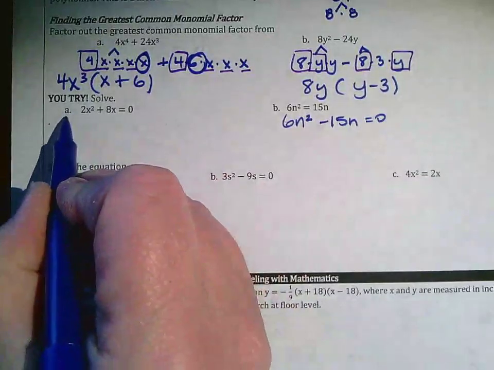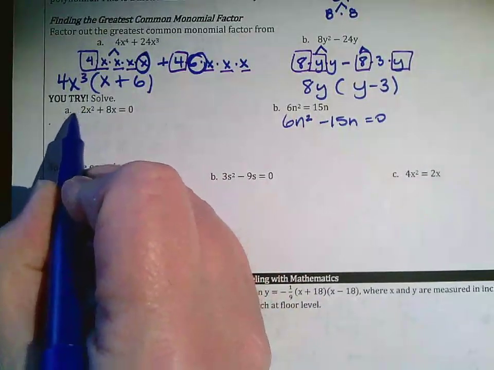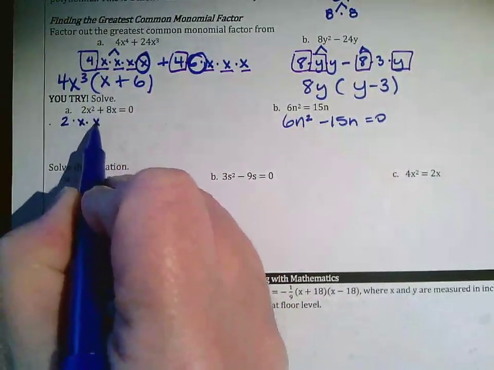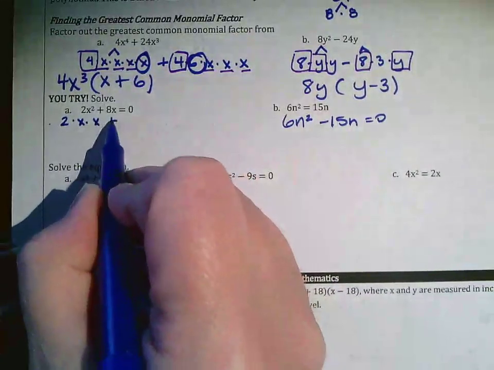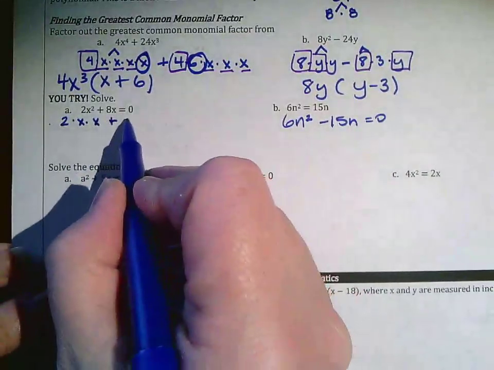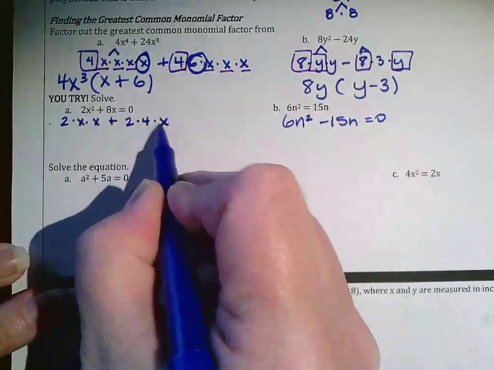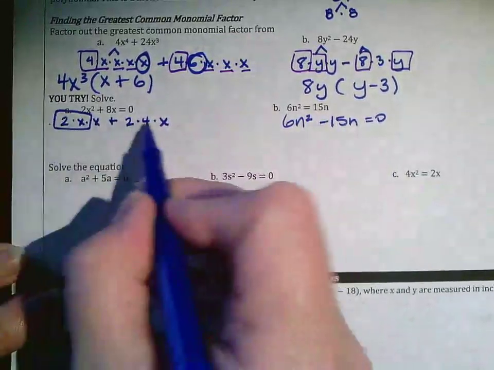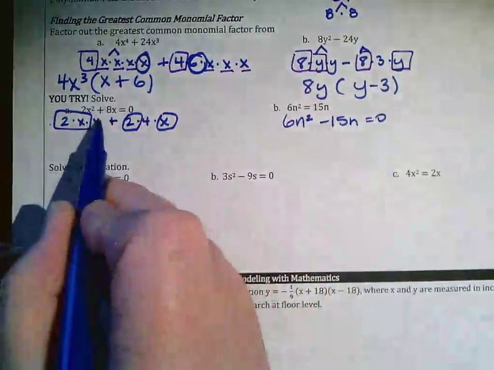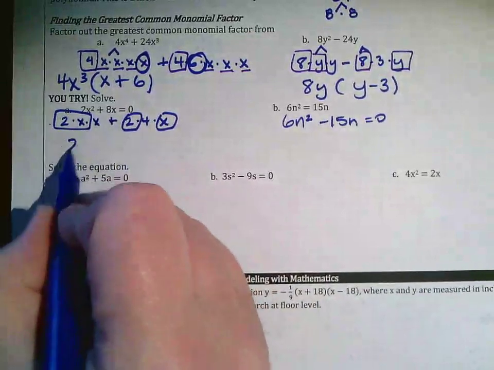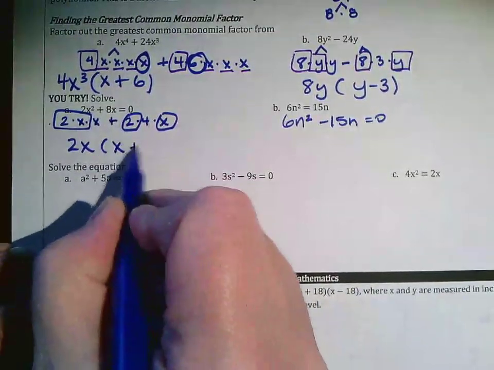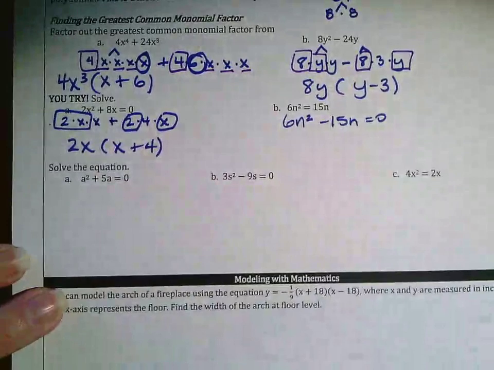So this is going to be 2 times x times x. I'm going to write this out for you just for starters so that you guys can kind of get an idea what I'm doing here. And 2 times 4 times x. They have in common a 2x, x plus 4 left over. So pull that out. And you have your answer.